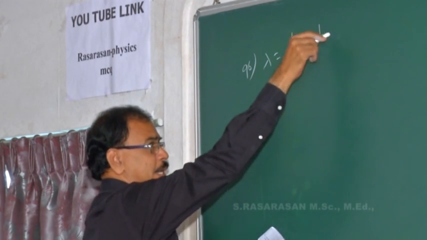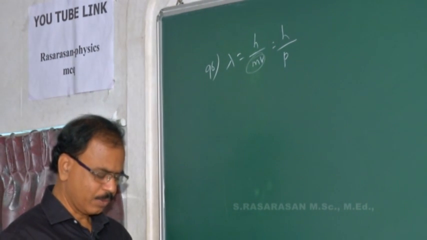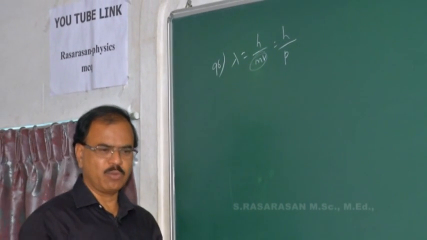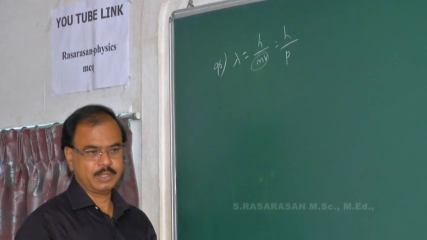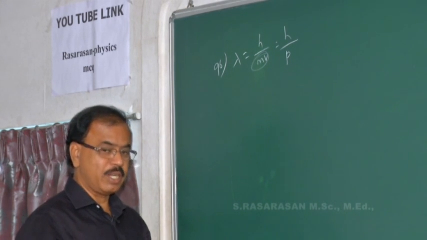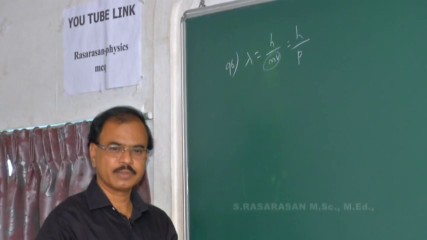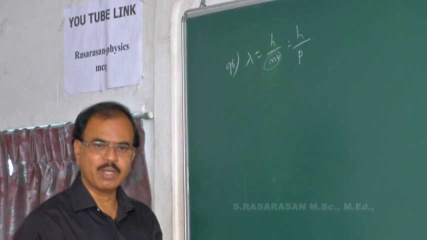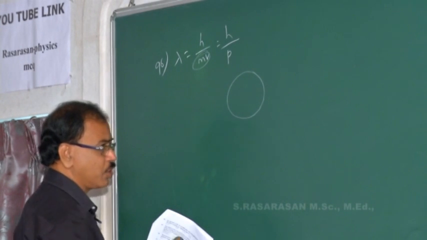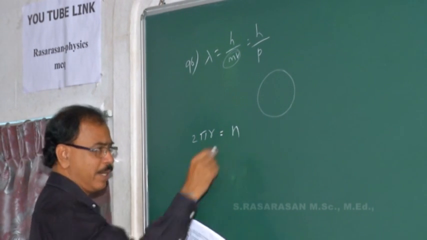So h by p is called the de Broglie wavelength. De Broglie introduced this concept in the atom model, particularly in Bohr's atom model, without changing Bohr's idea, since Bohr's postulate is correct. What did de Broglie say in the Bohr atom model? The orbital circumference of the stationary orbit is equal to integral multiples of the de Broglie wavelength. The orbital circumference of a stationary orbit, 2 pi r, is equal to integral multiples of the de Broglie wavelength.